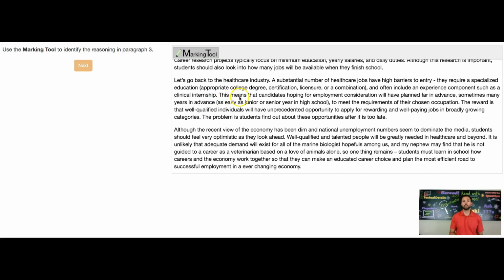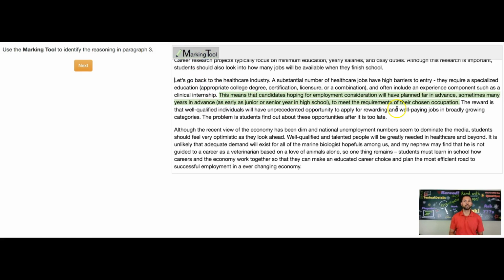This means, let's stop there. Now, we're thankful when it happens like this. It's not always this clear, but here's where the author begins the reasoning. "This means that candidates hoping for employment consideration will have planned far in advance, sometimes many years in advance, as early as junior or senior year in high school, to meet the requirements of their chosen occupation." So this is the reasoning that follows the evidence in this particular argument. So I'm going to go ahead and highlight this here. I'm going to identify it and mark it in.